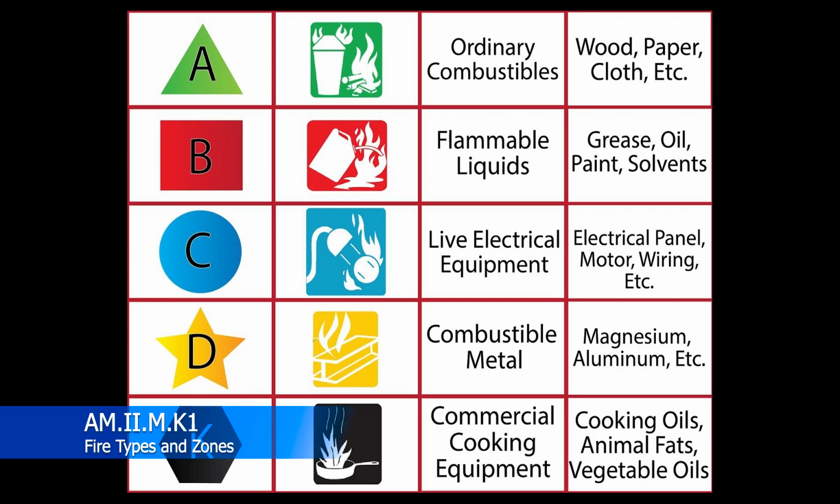the aircraft anywhere. Lastly, you have K fire. So you have like commercial cooking equipment, cooking oils, animal fats, vegetable oils. Now, you're probably not going to see a whole lot of that on aircraft. However, it's possible, especially when you start looking at cargo holds, that we can control a lot about what goes on and off the aircraft.